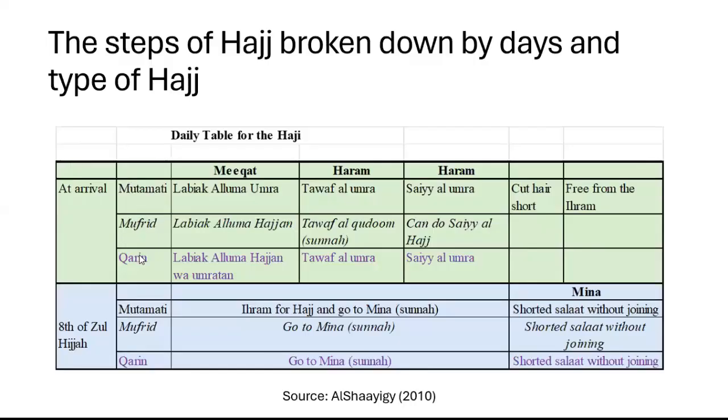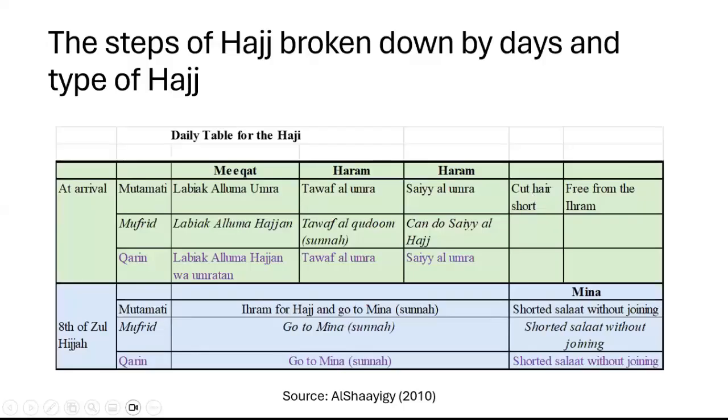So at arrival, he's breaking it down by Mutamatti, Mufrid, and Qarin. At the Mikat, the Mutamatti will make his talbiyah, Labbaika Allahumma Umrah. Let's continue with the Mutamatti before we go to the others. And then when he comes to the Haram, he will make Tawaf for Umrah because he made Ihram for Umrah. Then he will do the Sa'i for Umrah. Then he will cut his hair.